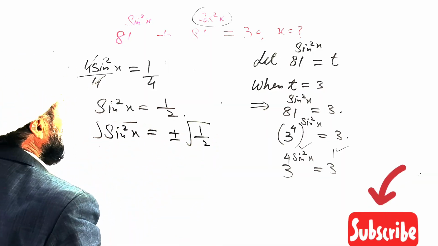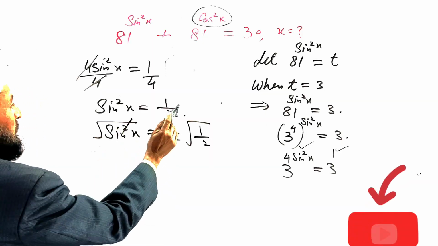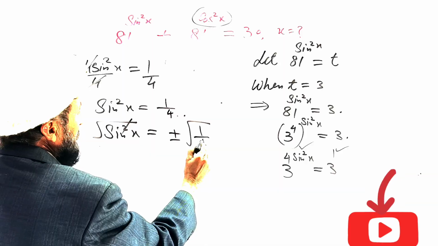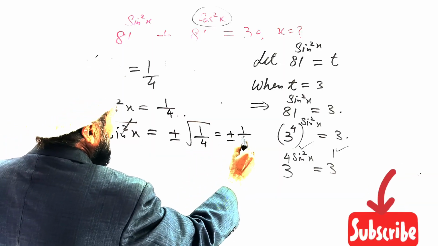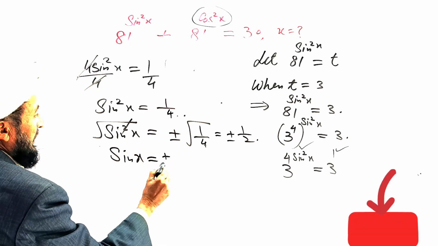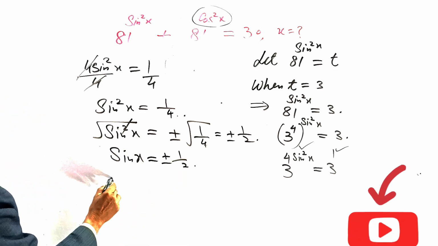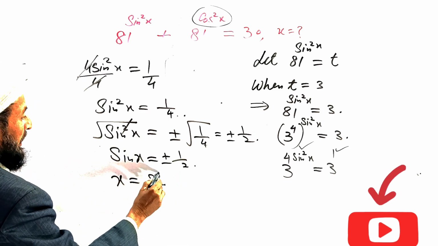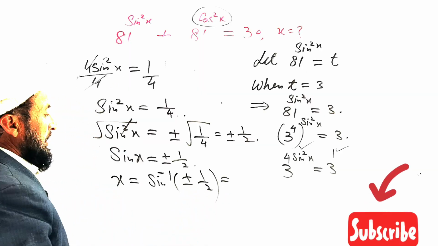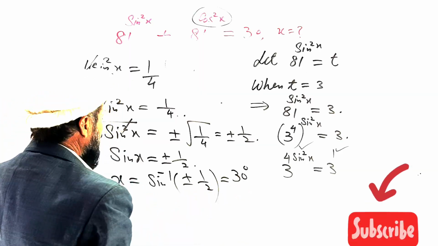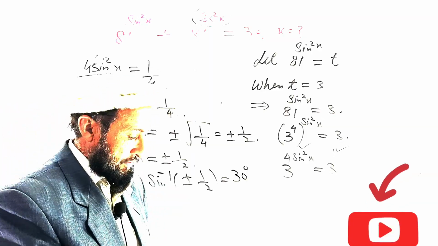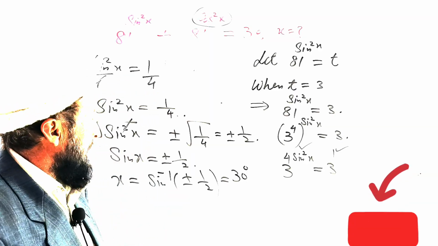So this will be 1 by 4, so we get here plus minus 1 by 2. So sin x is equal to plus minus 1 by 2, but we are trying to find the value of x. So sin inverse of plus minus 1 by 2. So we get this result, 30 degrees. If we calculate, both our result is 30, the positive sign is 30.